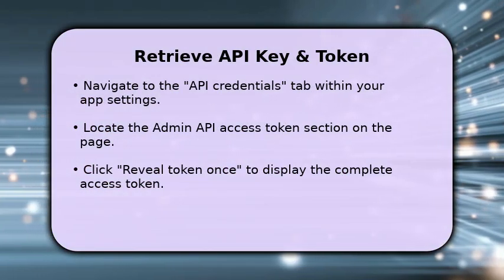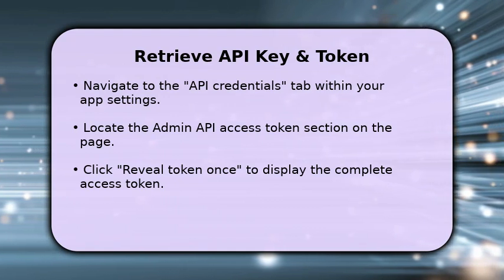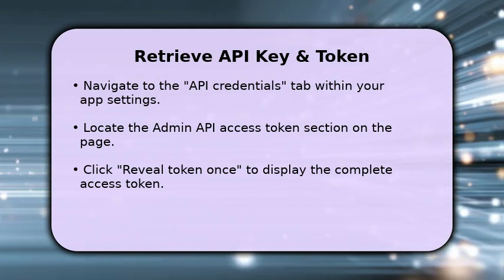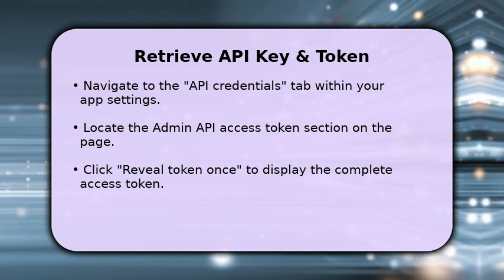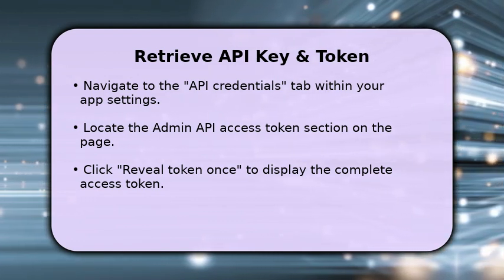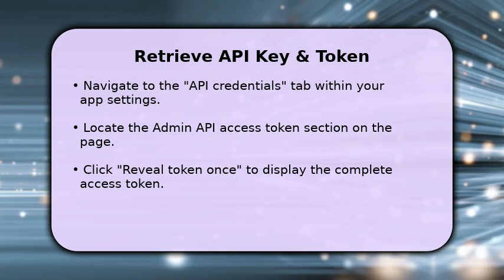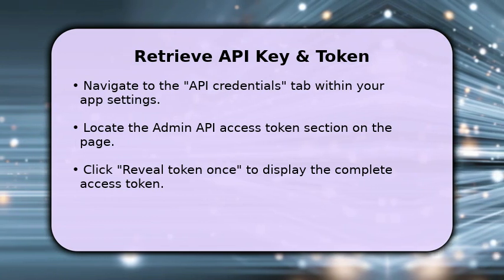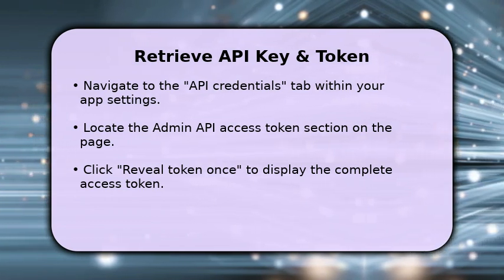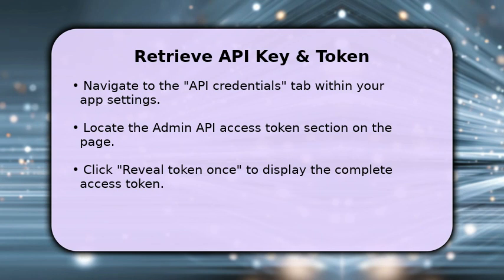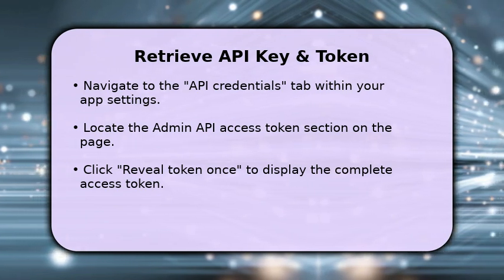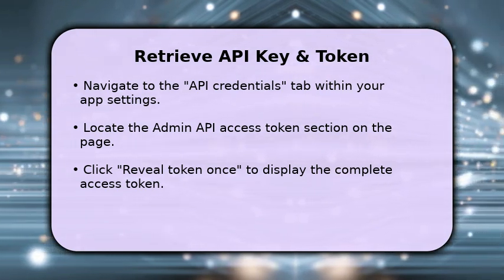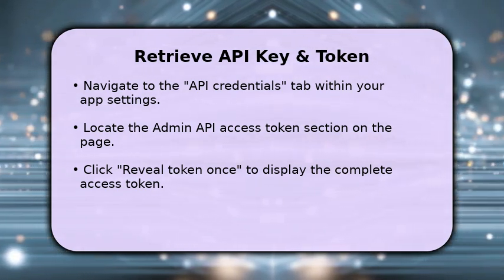Finally, it's time to retrieve your API key and access token. Go to the API Credentials tab for your custom app. You will see your API key listed there. For the Admin API Access token, click the Reveal Token Once button. This token is shown only one time, so it is critical to copy it immediately and store it in a secure location. Treat both your API key and access token with extreme care, as they grant powerful access to your store's data.